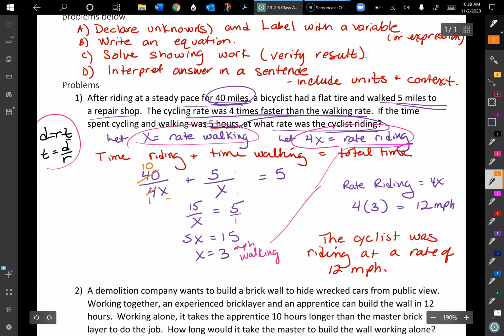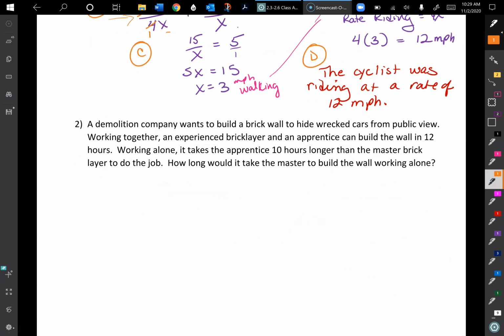We have A is declaring, B is setting up my phrases in my equation, which we write here. My work steps and solving are done out, and then my answer in a sentence with units. So for number 2, this is a work problem, and they have a pattern as well.